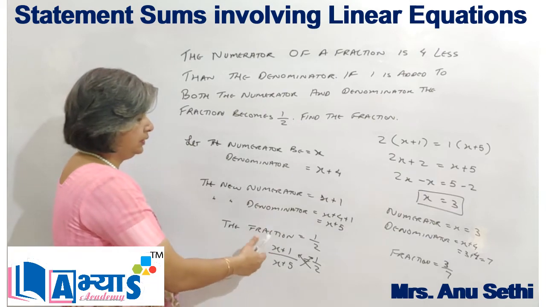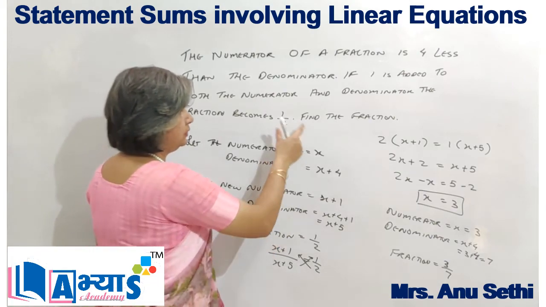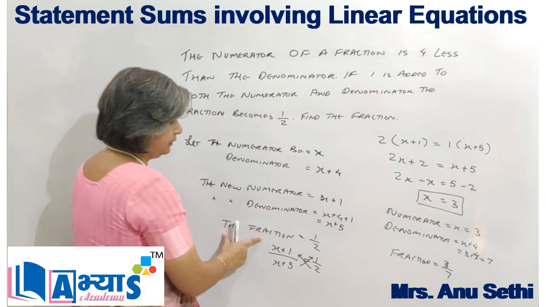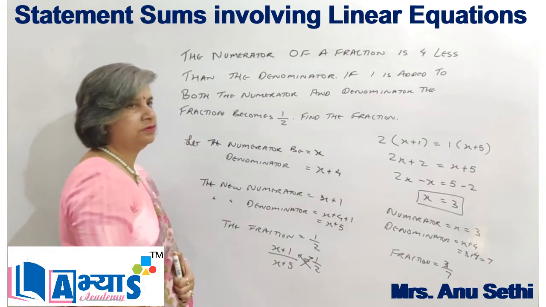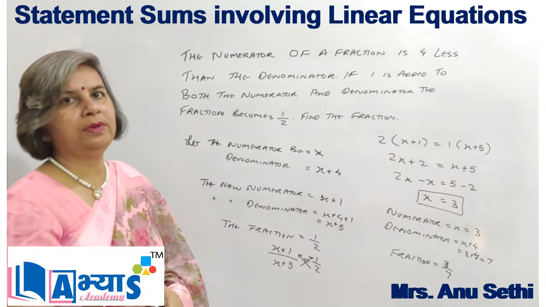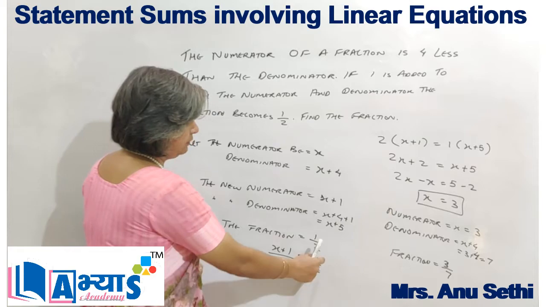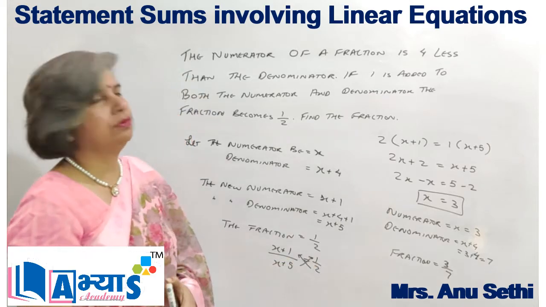Then, as in the question it is given that the fraction is half, I have written the fraction is equal to half. Then I substituted the value of the new numerator and the new denominator, that is x plus 1 upon x plus 5 is equal to 1 by 2. So I have found the equation.